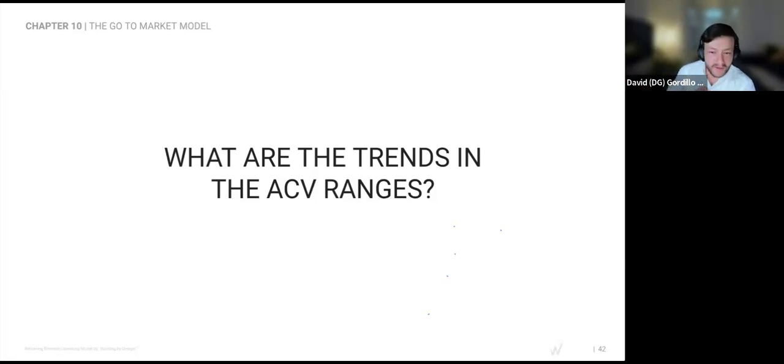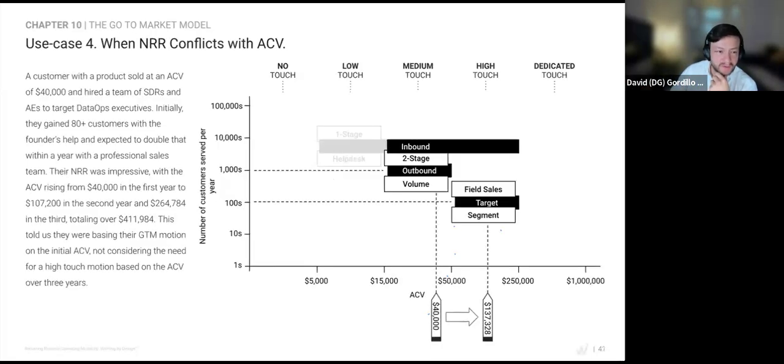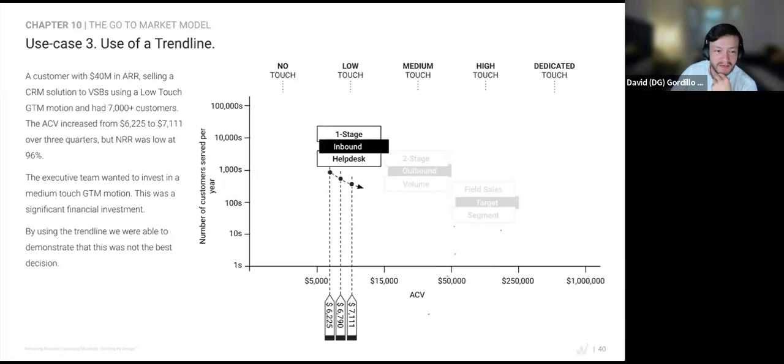Good. Any other questions before I get into the trends on the ACV ranges? I don't know if you have any questions regarding the different use cases, different challenges, if it's clear for everyone.